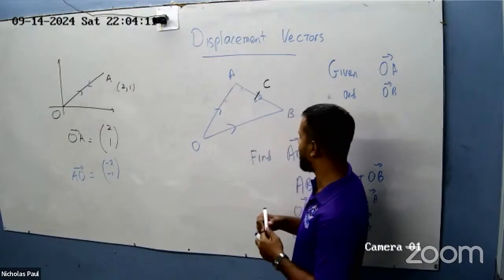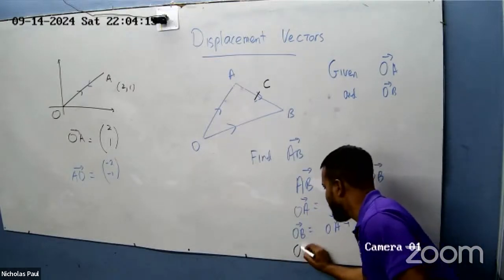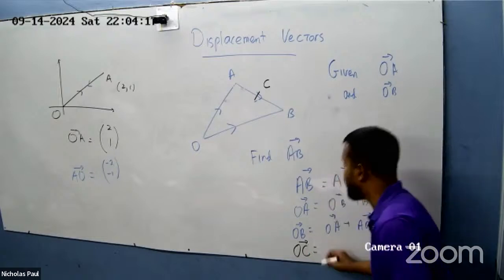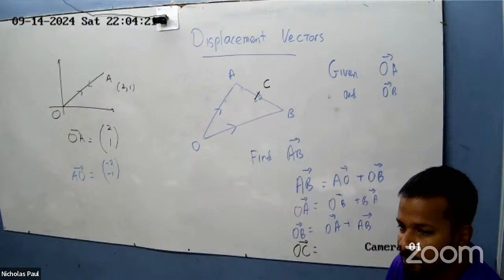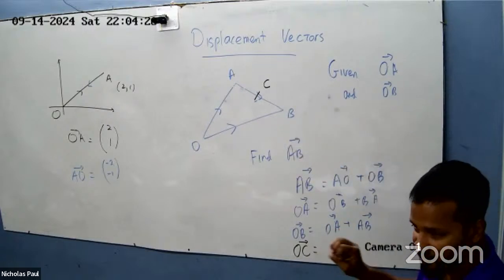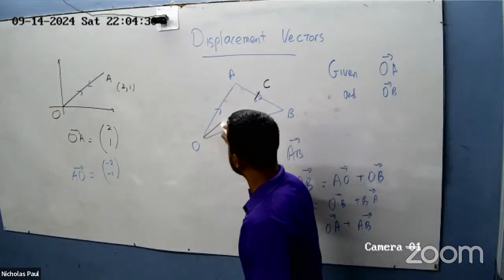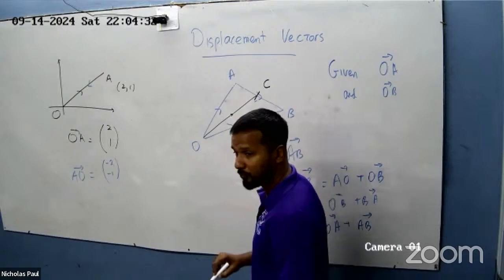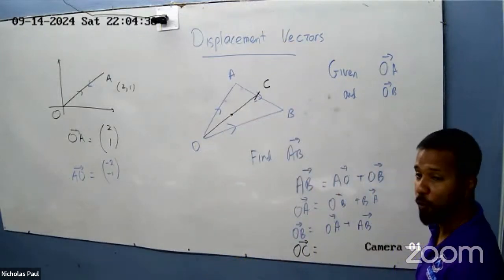Now here's what they ask. They want us to find OC. So is there a line connecting O and C? Is there a line? No. So in order to use this method, I must have a triangle with OC in it. So all I have to do is this. You okay with that? Can you help me find OC?